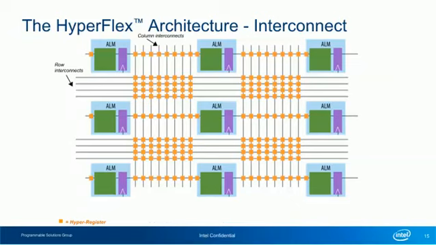Thus, to follow the same path as we showed before from one ALM to another ALM, the signal path has a huge number of locations in which it can pass through a hyperregister. Let's follow the same path as before. Now let's follow another path. In both paths, and any other path you may draw between the two ALMs, choosing a register location for a pipeline stage is much simpler than before.